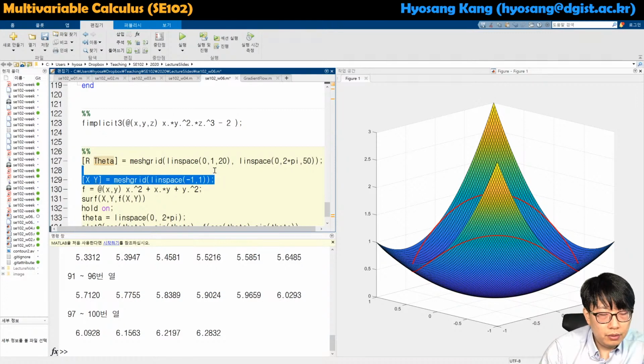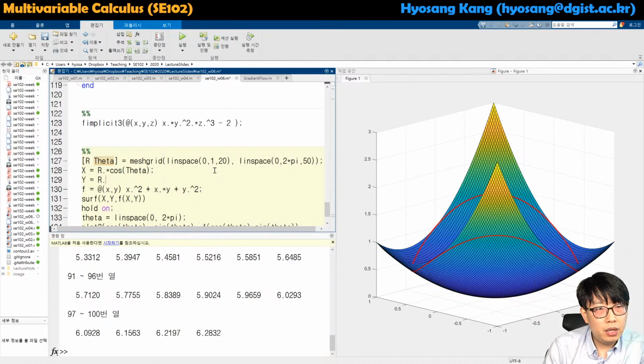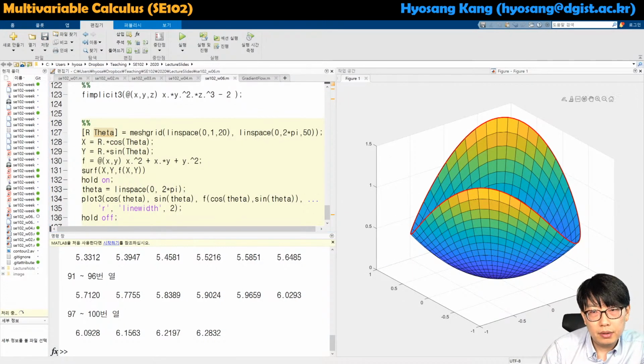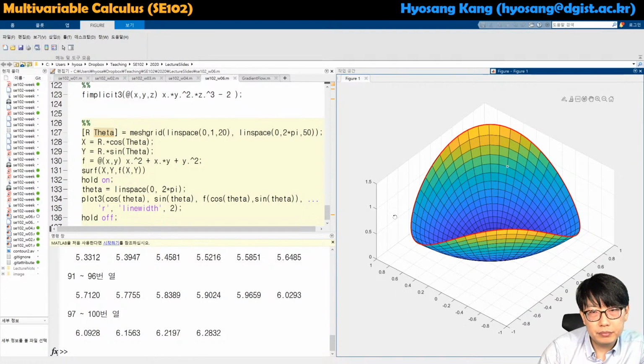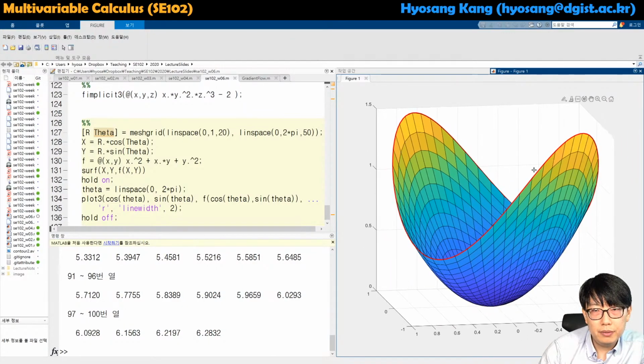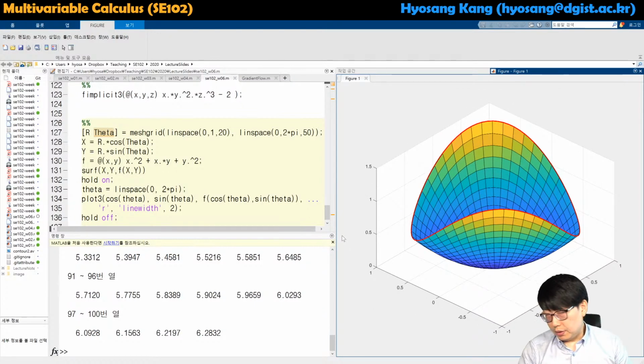But anyway, instead of using x and y, I take x to be r times cosine theta, and y to be r times sine theta. Then I get rid of all the others. So although this picture cannot be drawn in a circular region, the graph is circular now. Okay, it's a better picture, right? Okay.